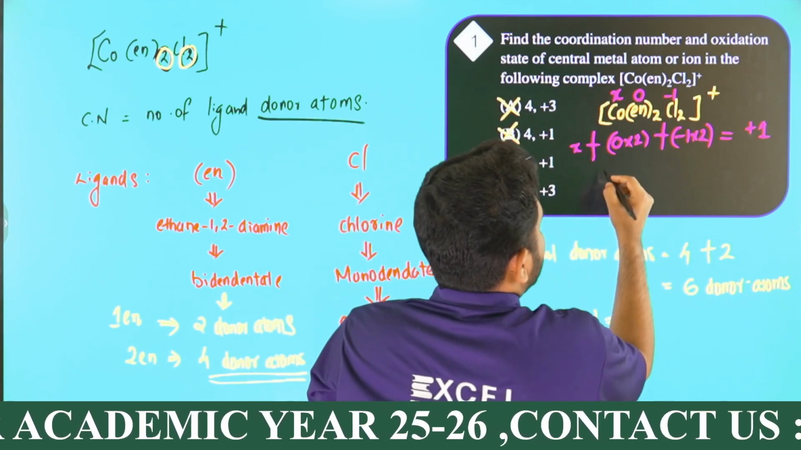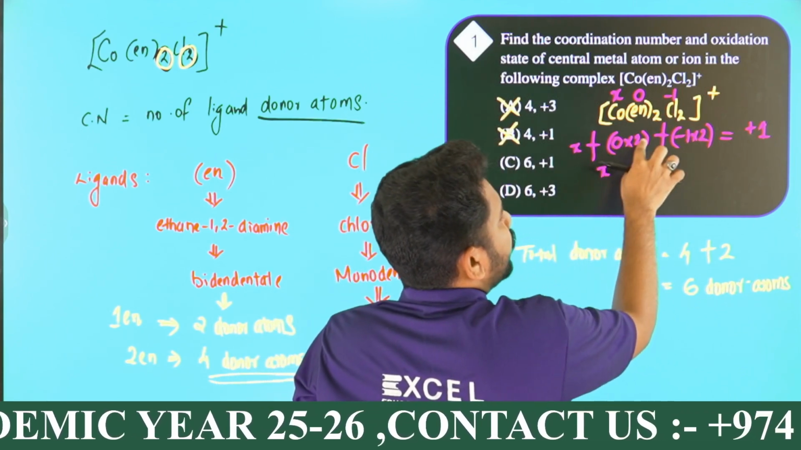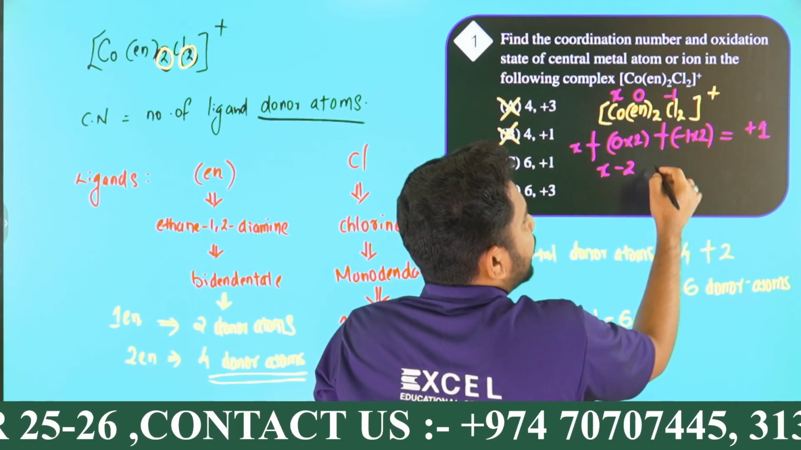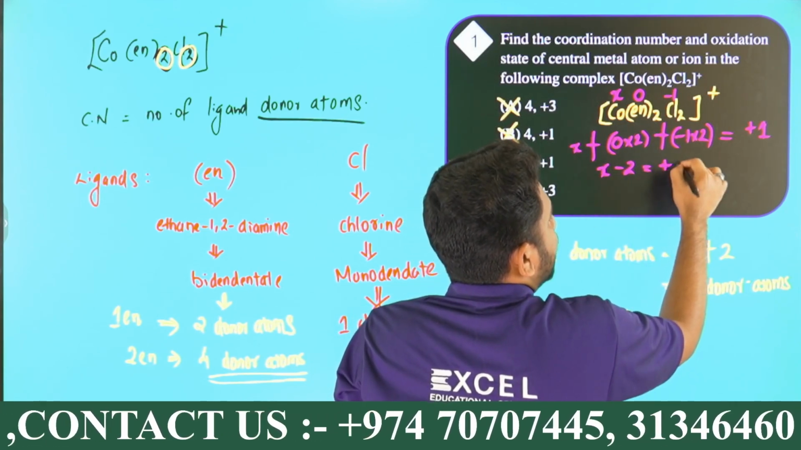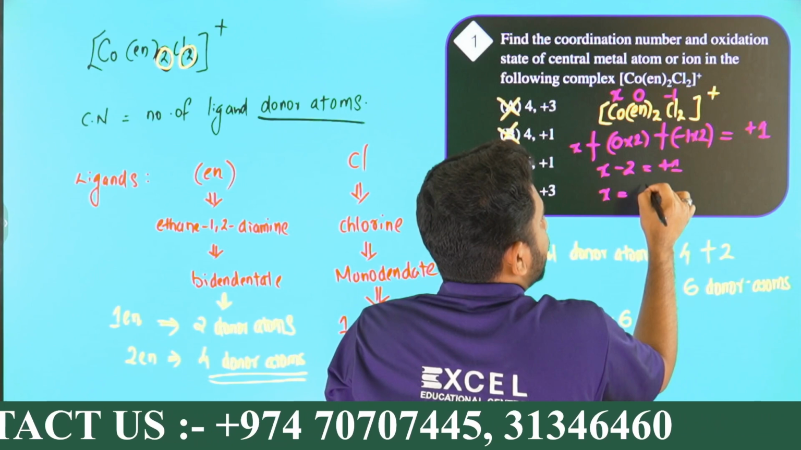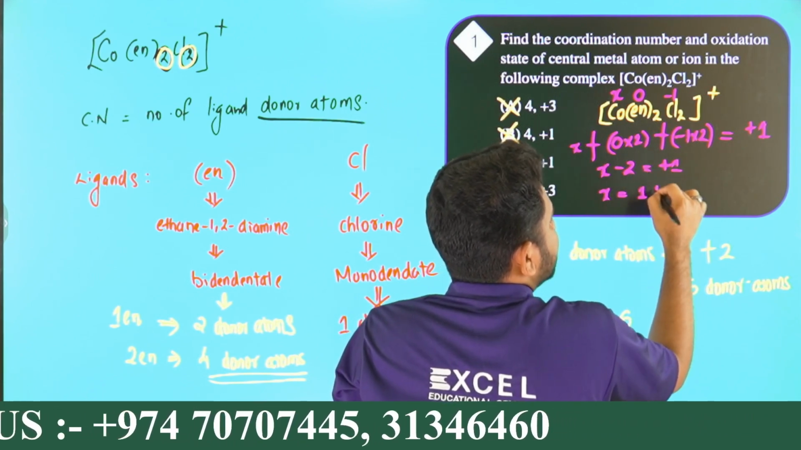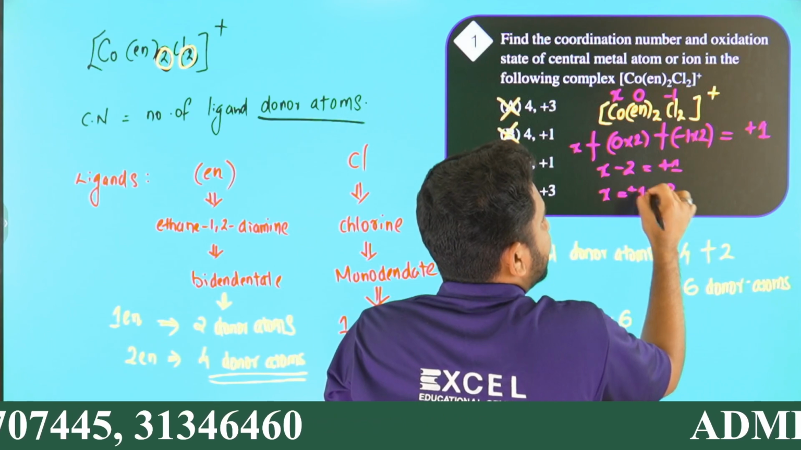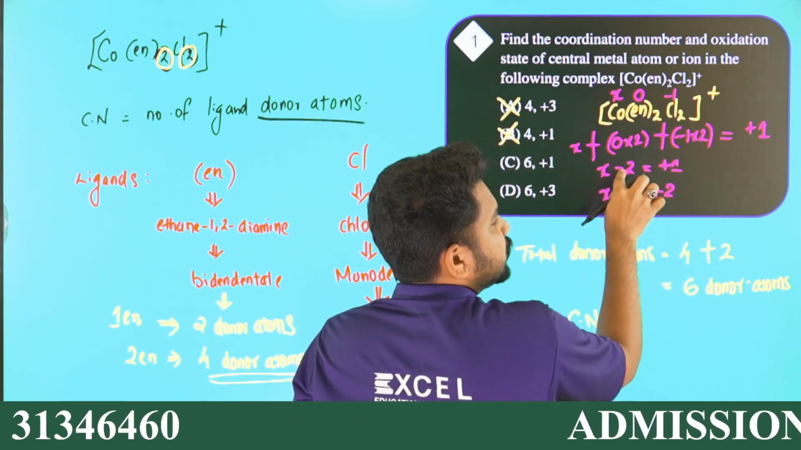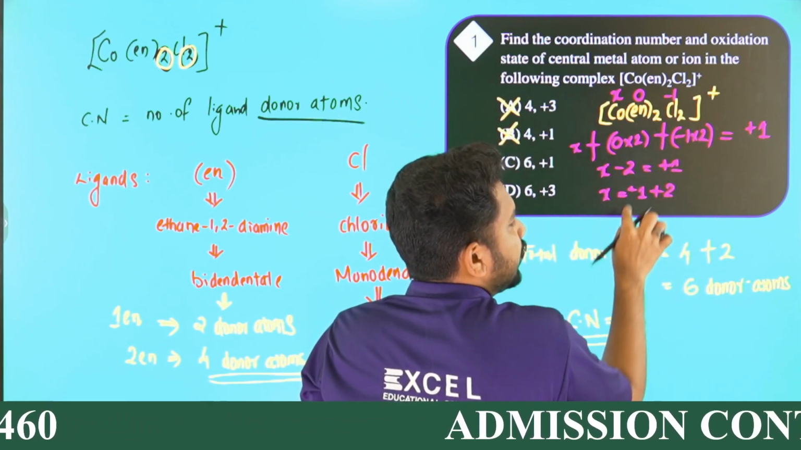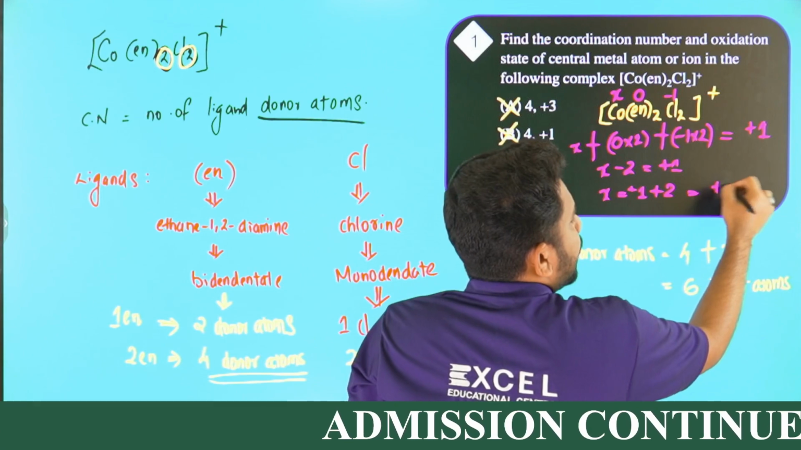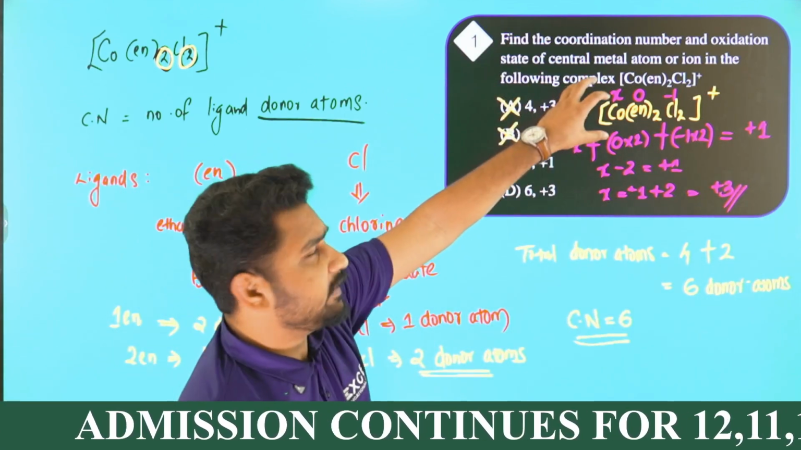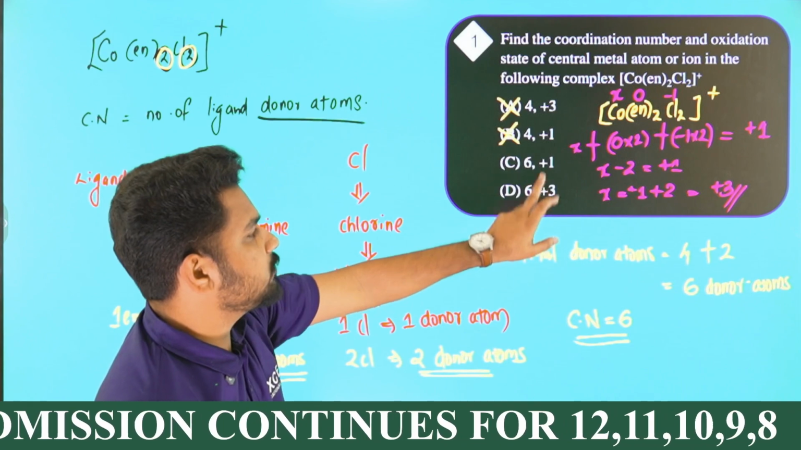So can you do it? x plus 0 into 2 is 0, and -1 into 2 is -2. So x minus 2 is equal to +1. So x is equal to +1 plus 2. Taking the -2 to the right side, it becomes +2. So 1 plus 2 becomes +3. So the oxidation state of the central metal cobalt in this compound is +3.